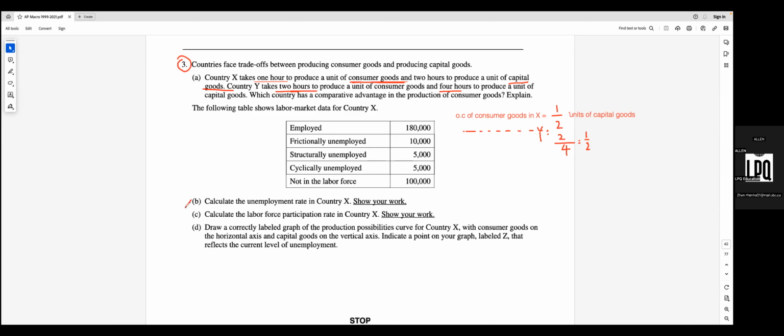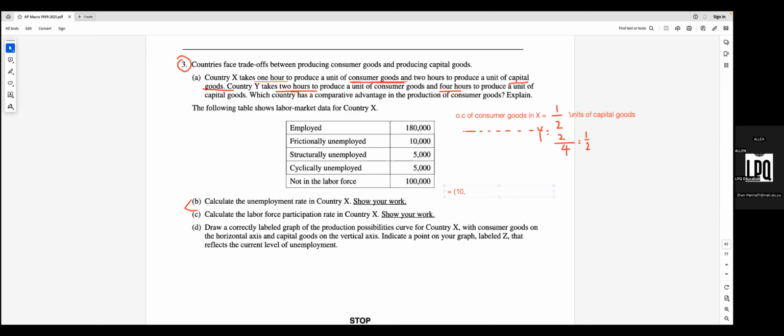B and C are totally relevant to today's lecture. Number B is on the top right. So how do we calculate it? These are the formulas we learned today: the rate equals unemployed workers divided by the labor force. So where are those unemployed workers? You got three numbers, right?